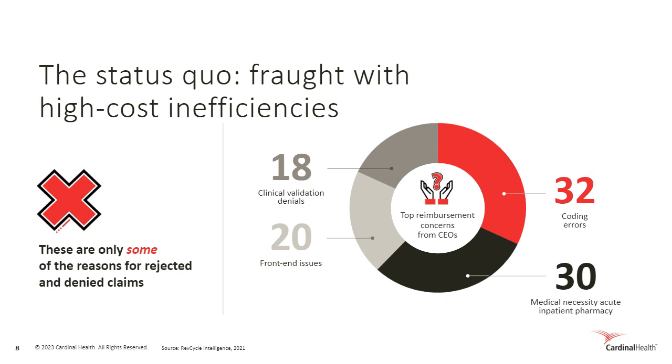Then number 3, we start talking about clinical validation denials, when the chart doesn't uphold the diagnosis that's used for the service. And then number 4, those front-end issues when you're sitting with the patient. A large percentage of denials have their root cause found in registration practices that may not produce accurate insurance data. But all of that said, what many may not realize is that these triggers for rejected and denied claims are really just the tip of the iceberg. There are so many other factors that play a role. And really understanding these factors is just the first step in not only mitigating, but improving these processes.